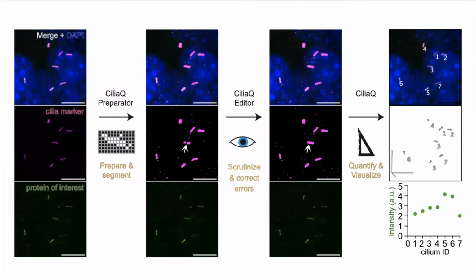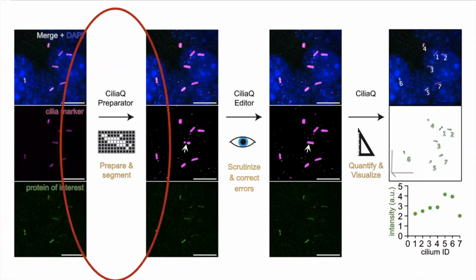If you remember, in the package of CiliaQ, we have 3 different plugins. And today we are going to talk about CiliaQ Preparator. So as mentioned before, CiliaQ Preparator pre-processes the image for segmentation and segments the image into cilia and background.